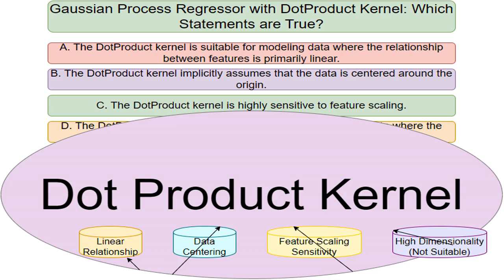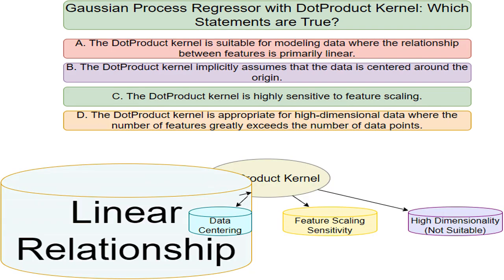See the dot product kernel as a way to measure how similar two things are by multiplying their corresponding features and adding up the results. Think of it like comparing shopping lists. The more items you have in common and in similar quantities, the higher the dot product, and the more similar your lists are. The dot product kernel thrives when the relationship between the features is straightforwardly linear.